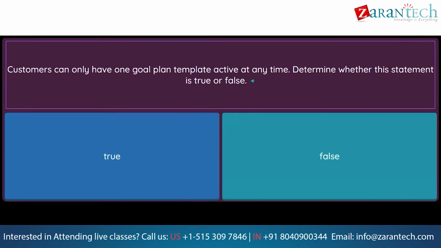Question: customers can only have one goal plan template active at any time. Determine whether the statement is true or false. Option 1: True. Option 2: False.